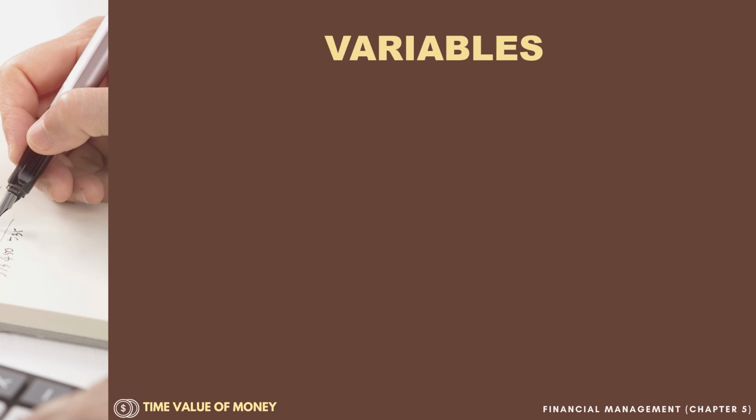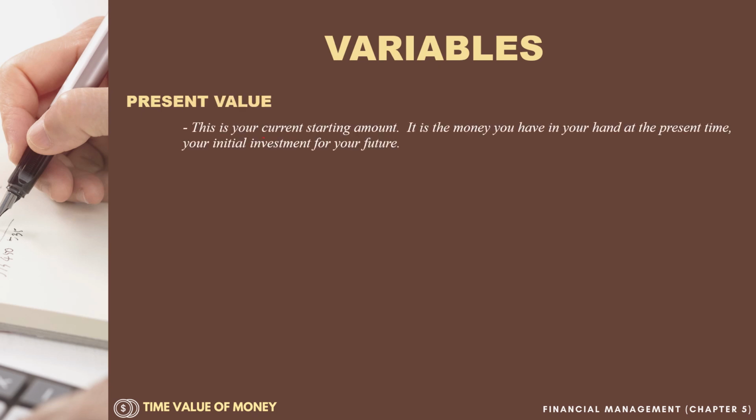Now let's go to the variables of the time value of money. In our succeeding slides, we will encounter these variables in computing the time value of money. First is the present value. This is the current starting amount, the money you have in your hand at the present time. In other words, it is your initial investment for the future.